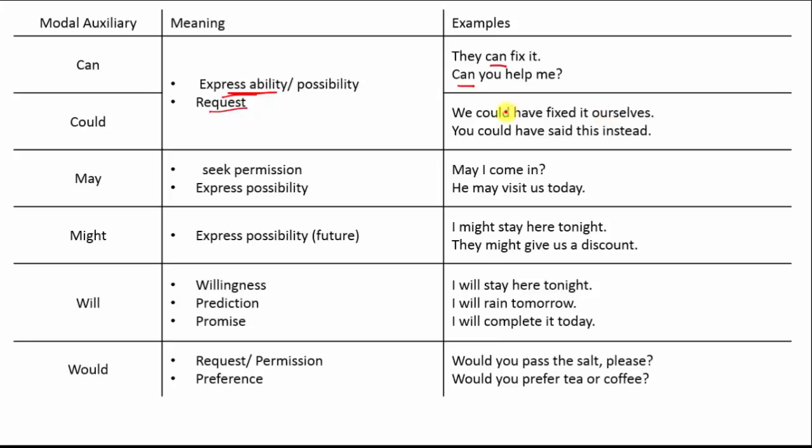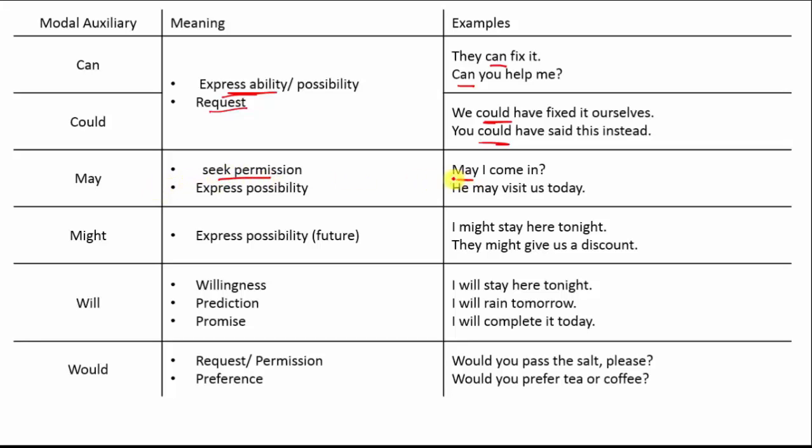We could have fixed it ourselves. Now here, why is could used? That something has not been done, right? We could have fixed it ourselves. We could have said this instead. That's used for something where something could have been done. It is not done. May is used for asking permission.